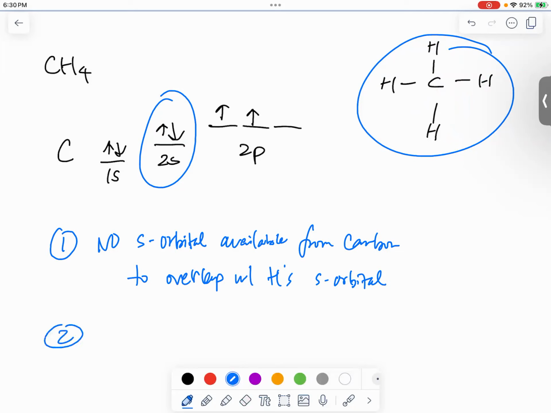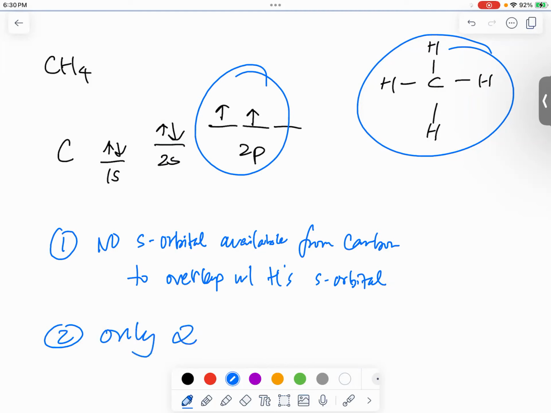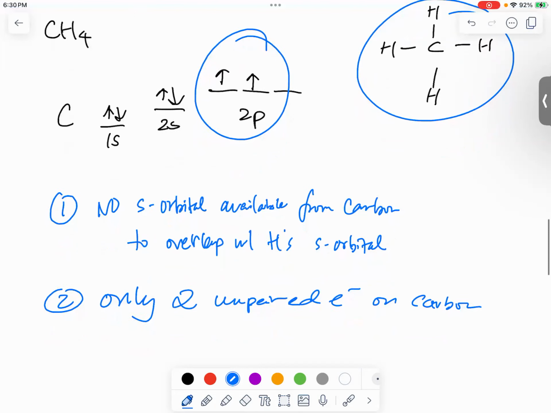Well, another thing that's weird is, if you look at the orbital diagram, there are only 2 unpaired electrons on carbon. So if it's going to make bonds, maybe only 2 bonds? Now, how can it make 4 single bonds? That's weird. That is weird.